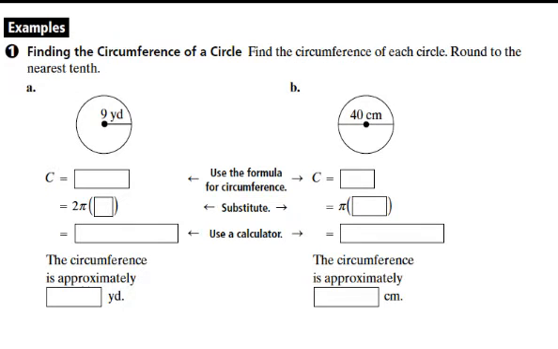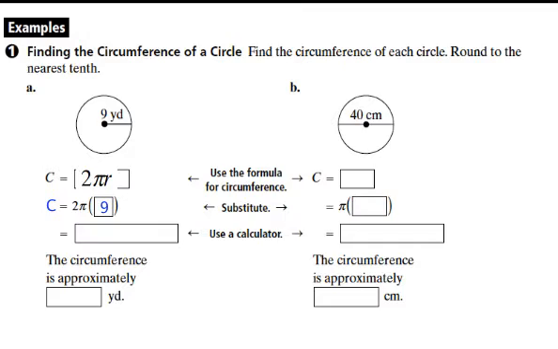Example 1. Find the circumference of a circle. Find the circumference of each circle, rounding to the nearest tenth. For A, we have a circle that has a radius of 9. So we're going to use this formula, c equals 2 pi r. We fill in what we know, which is the radius r. So c equals 2 pi times 9.